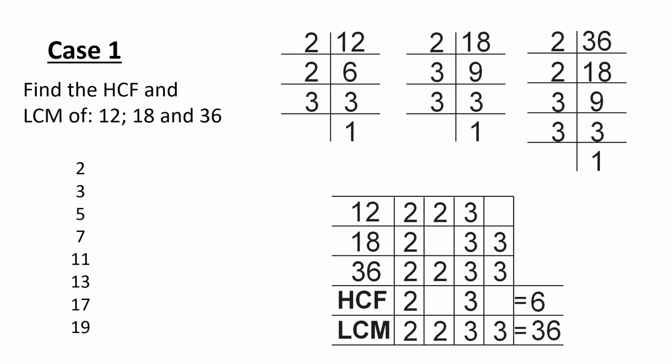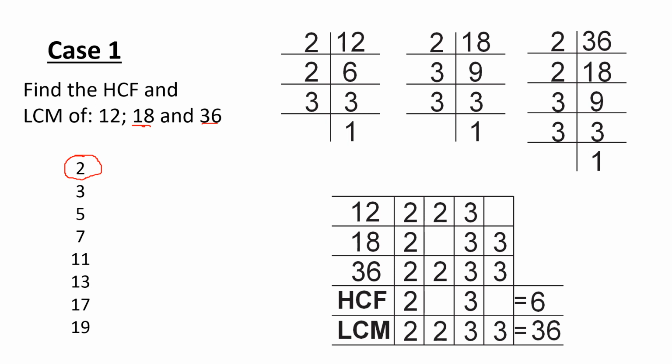Case 1. Find the HCF and the LCM of 12, 18 and 36. First of all, we need to get all these numbers and write them as the product of their prime factors. The prime numbers here are 2, 3, 5, 7, 11, 13, etc. These are only the first 8. And you will notice that 2 is the only even prime number. So as long as a number is even, you divide it by 2.